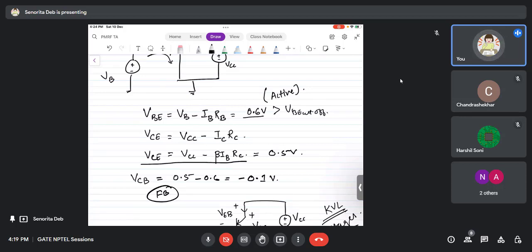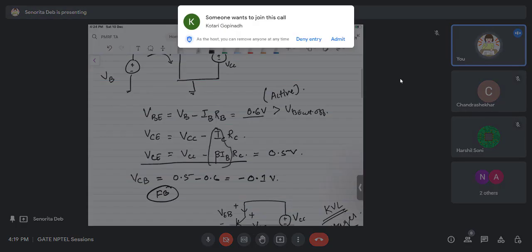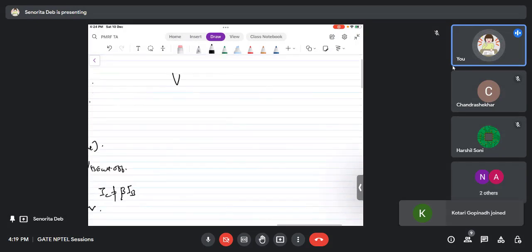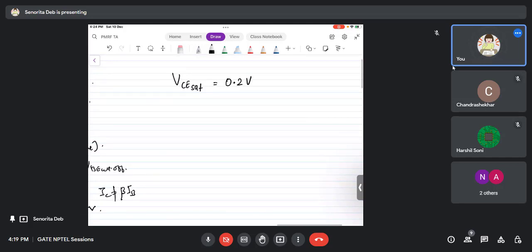So now in this case, again you will have to apply these two equations, but you cannot substitute IC with beta times IB. IC will not be equal to beta times IB. So in this case we assume VCE to be its saturation value, which is nothing but 0.2 volts, or it will be given in the question. So you will assume VCE sat as 0.2 volts. You will again write the same equations.